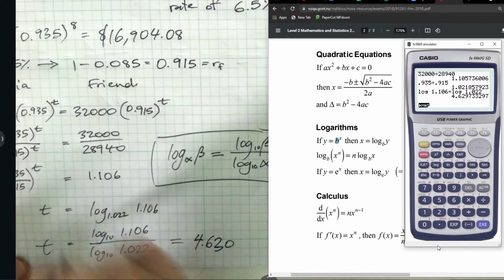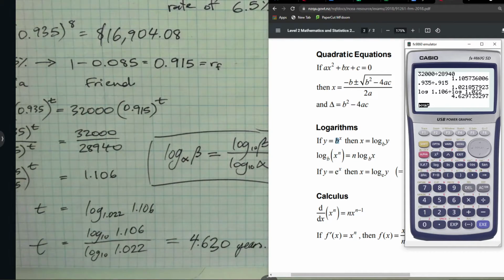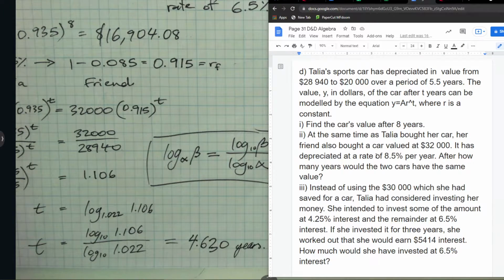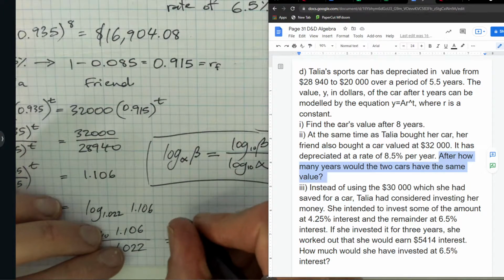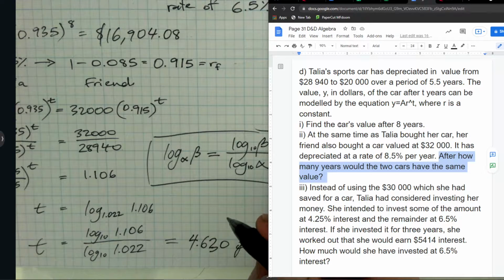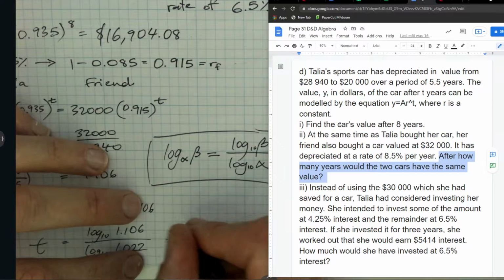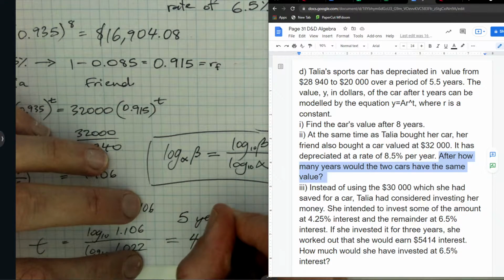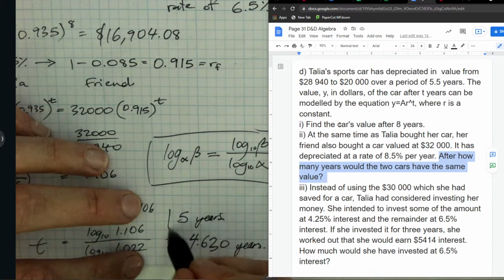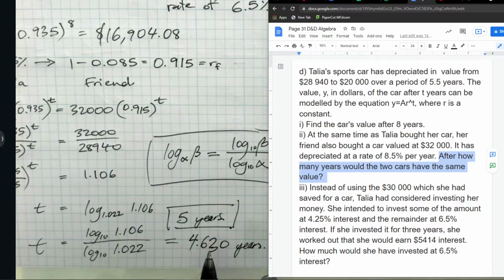Now, this is t. This is a t value, right? So this is in years. Well, let's check the question, because sometimes you sort of got to treat it year at a time. After how many years will the two cars have the same value? You could say 5 years. Is it compounding? Yeah, if it's per year, I'm going to say 5 years. I mean, it's not really that accurate. It's really this, but yeah, I guess they want us to do that.